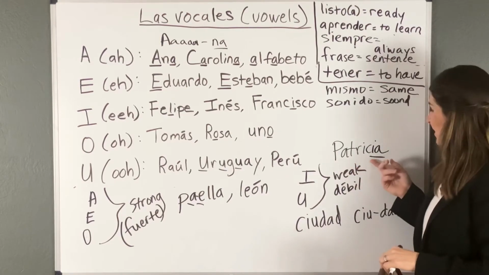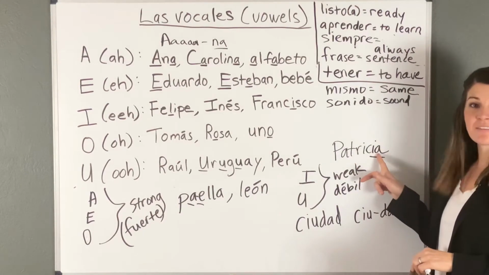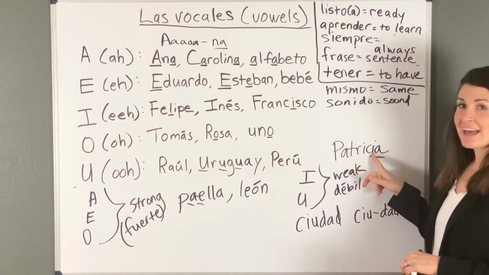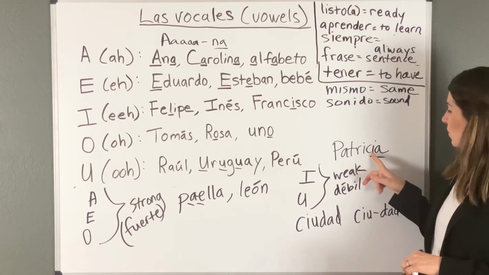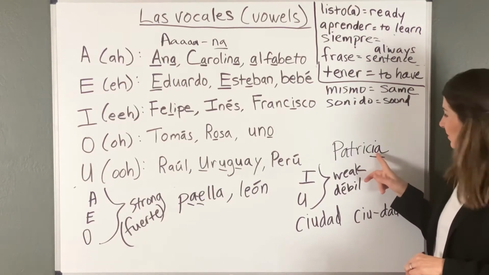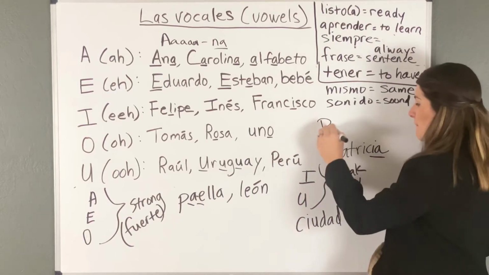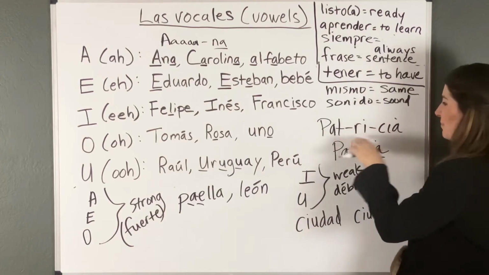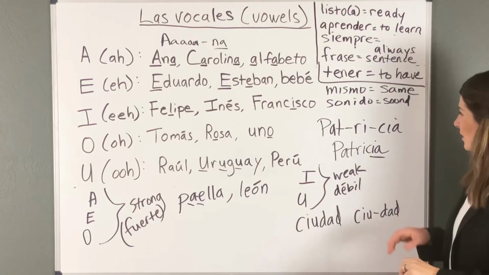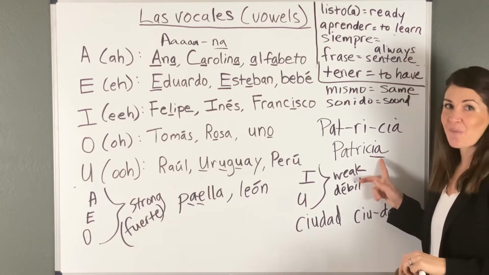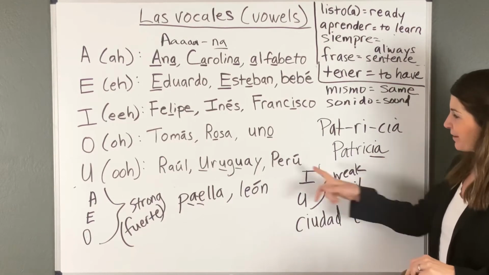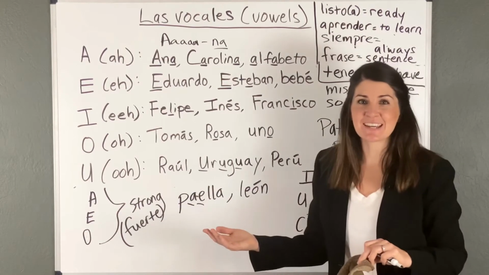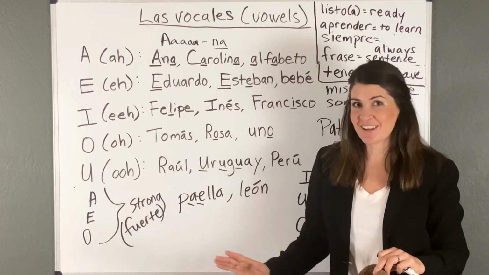Patricia. Patricia has a strong vowel, la A, al lado de la I. So weak, strong means one syllable. Patricia. This is a great segue into why do accent marks exist? There's a few reasons why accent marks exist, and that will be in a different video.